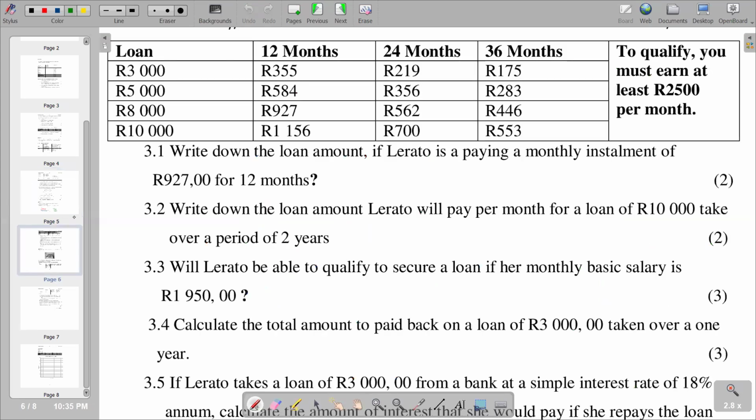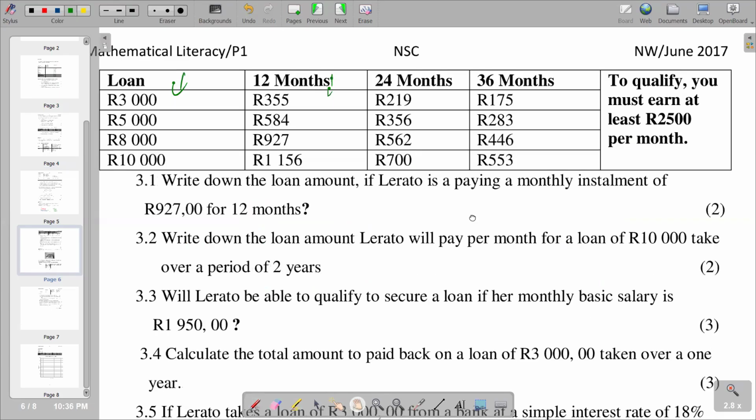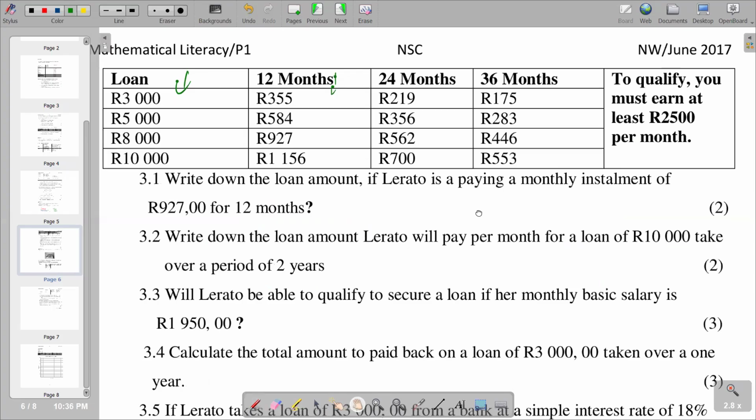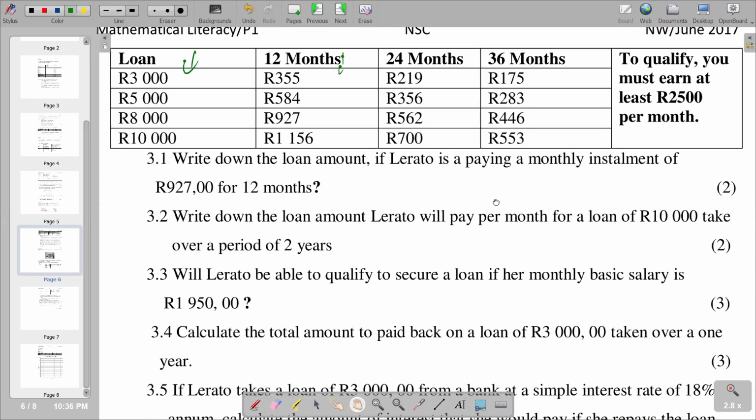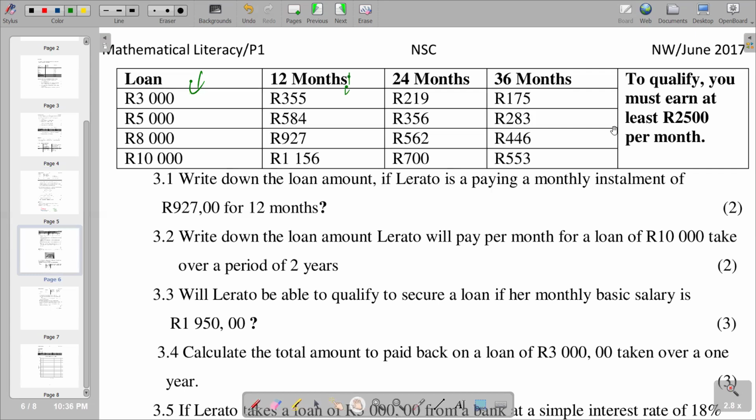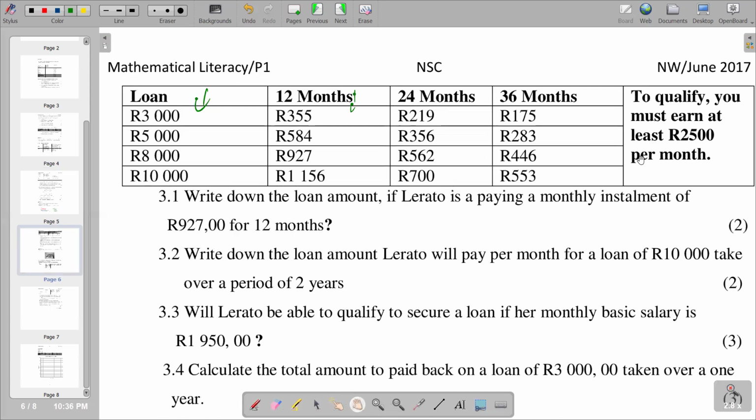If you refer to our table that we are given, we've got a column for loan. We have got the 12-month period, 24-month period, 36-month period, and then at the end we are given that to qualify, you must earn at least 2,500 rands. So basically that's what we have. What it means is for you to qualify for the loan, you must be earning at least 2,500 rands per month. So that's very important.